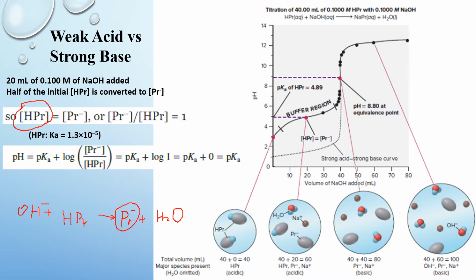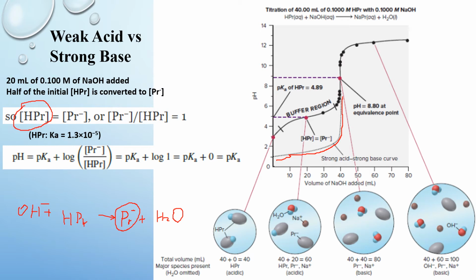So if you look at this dashed line here, which represents a strong acid-base titration curve, you can see how fast the pH increased until the equivalence point. Now with this buffer effect, the pH increase is going to be very slow. So how do we calculate the pH of the system during this buffer region?